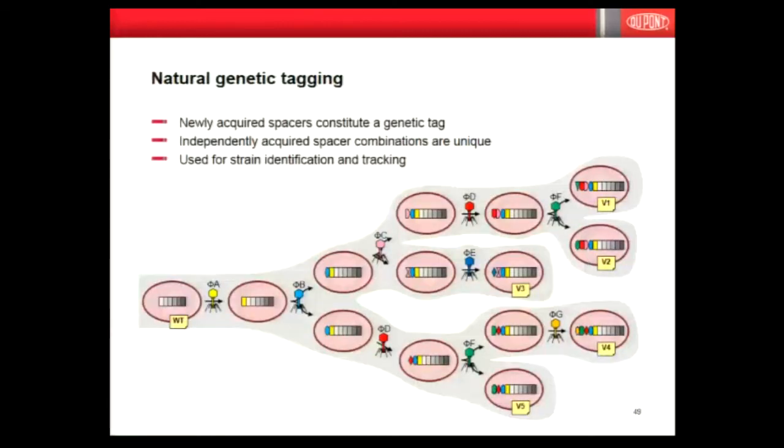This is another very interesting application. We have called that natural genetic tagging. It's more or less the same, but without considering the resistance provided by those novel spacers. When we start from one strain, we can generate many different lineages using more or less the same phages in different orders, but at the end, the novel spacers will be different from one lineage to the other.